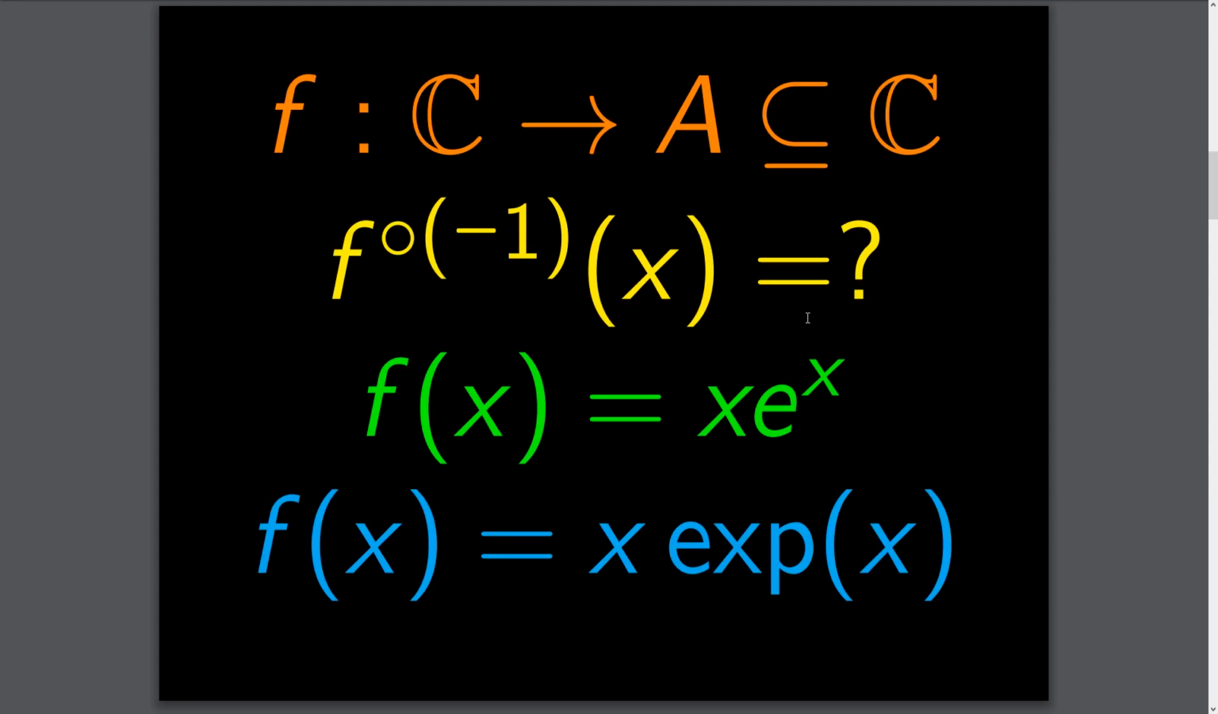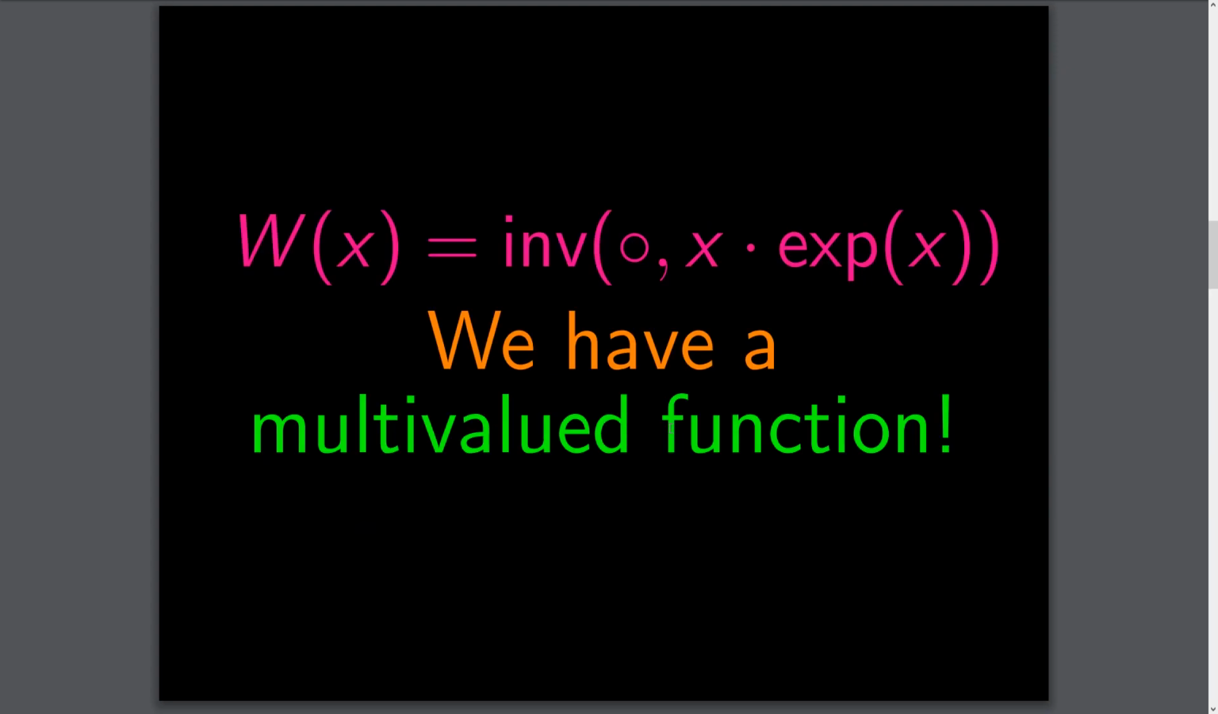Now you can rephrase the very same problem in terms of looking for the inverse of a function. So we are looking for the inverse with respect to function composition, which is denoted by this circle. Our function is f(x) equals x times e to the x, and we are looking for the inverse. This function maps from C to a subset of C. And it's going to turn out to be the case that the inverse of this function is a multivalued function. So it's not a proper function, it's a multivalued function.